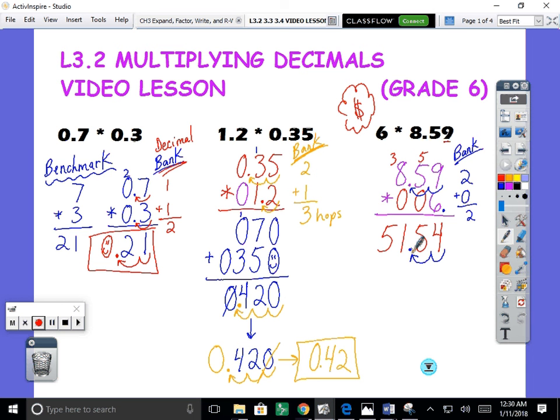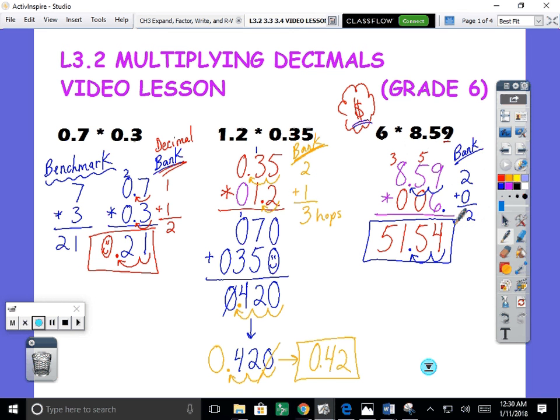This does remind me of what we talked about earlier. It looks like money. And in fact, $8.59 is kind of close to $9. And $9 times 6, 9 times 6 is, let me think here, 54. My answer is pretty close to 54. I'm using estimation to make sure that my answer is reasonable, and it is. This is a great final answer. That's all we need to do.